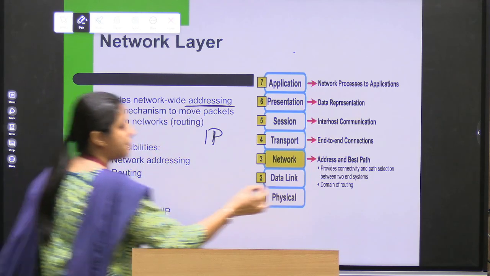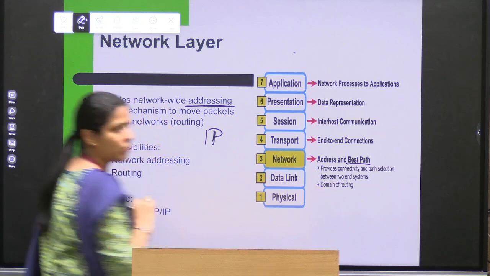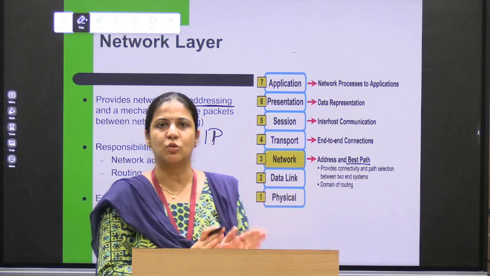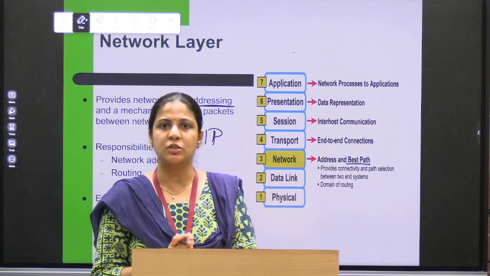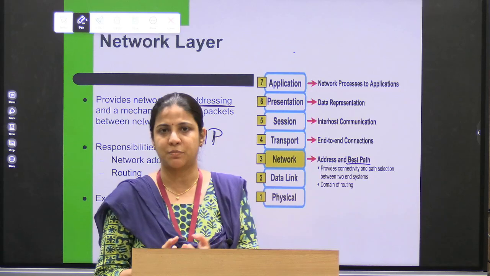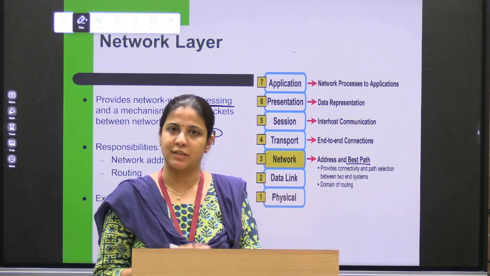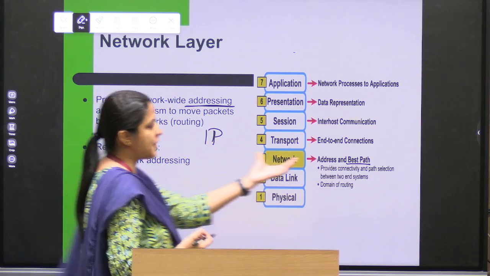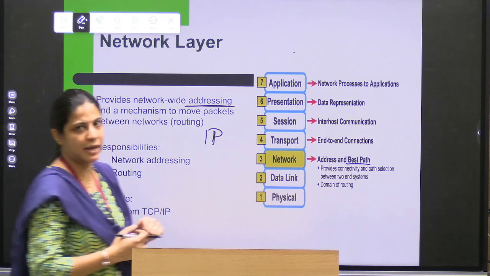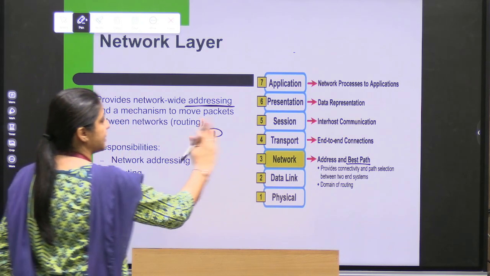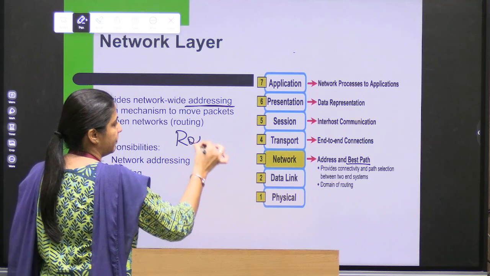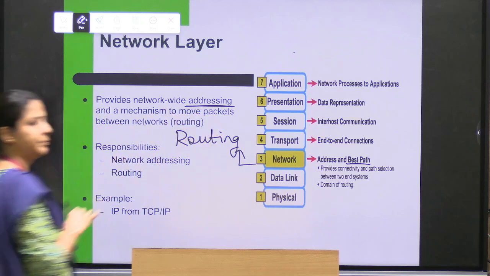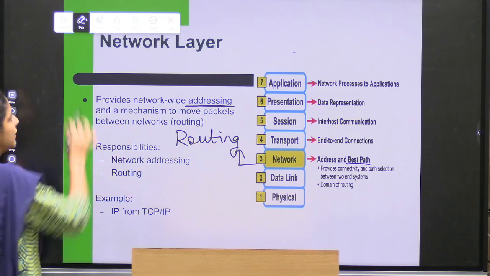Now, the best path will be found, because in a network we have various ways to reach from source to destination. Among those various paths, we have to find the best path so that time consumed is less and our work efficiency increases. To find out the best path, the network layer will be helping us. The term used here is routing. We can say routing is performed at the network layer. So, network addressing.